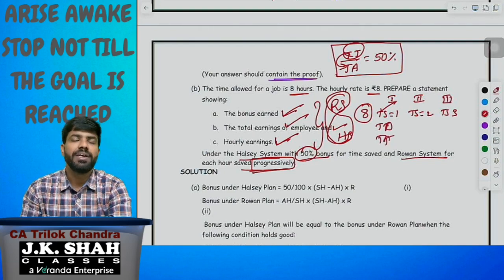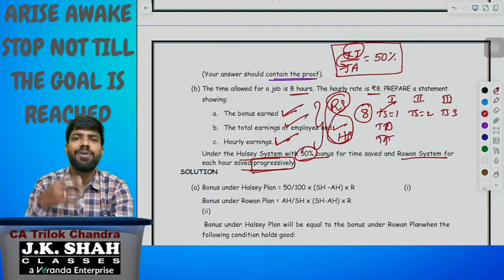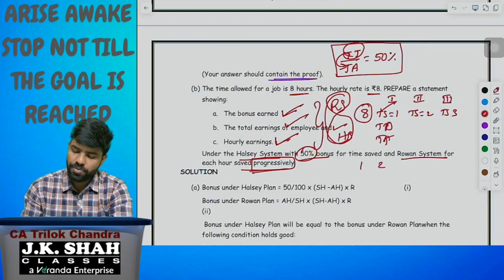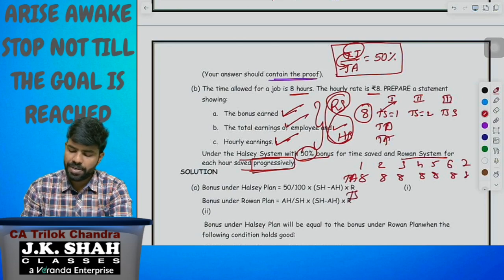Are you understanding? In this scenario, time allowed is given as 8 hours. So in all the 7 scenarios, time allowed is 8, 8, 8, 8, 8, 8, 8. Time saved is 1 hour, 2, 3, 4, 5, 6, 7 hours. Time taken: 8 is allowed, saved is 1 hour, taken is 7. 8 minus 2, 6. 8 minus 3, 5. 8 minus 4, 4. 8 minus 5, 3. 8 minus 6, 2. 8 minus 7, 1.